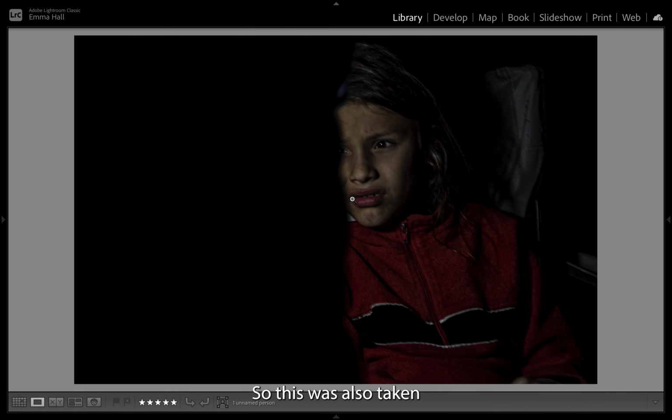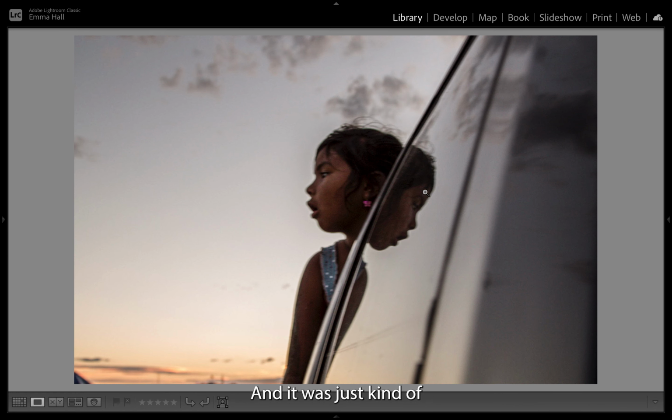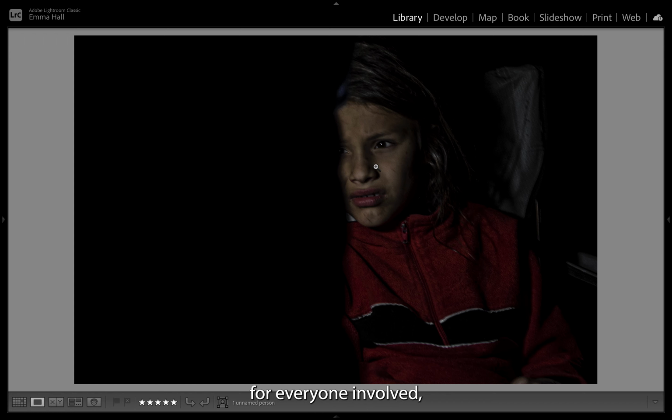So this was also taken that night of one of the other kids that was there when she almost drowned, and it was just kind of a very shocking night for everyone involved, especially little kids. And this was when we were all relaxing by the fire and roasting marshmallows and having peanut butter and jelly sandwiches. And again, this was just one of those moments like, what is happening? Why is it happening? Why does he have this face? What's this line down the middle?